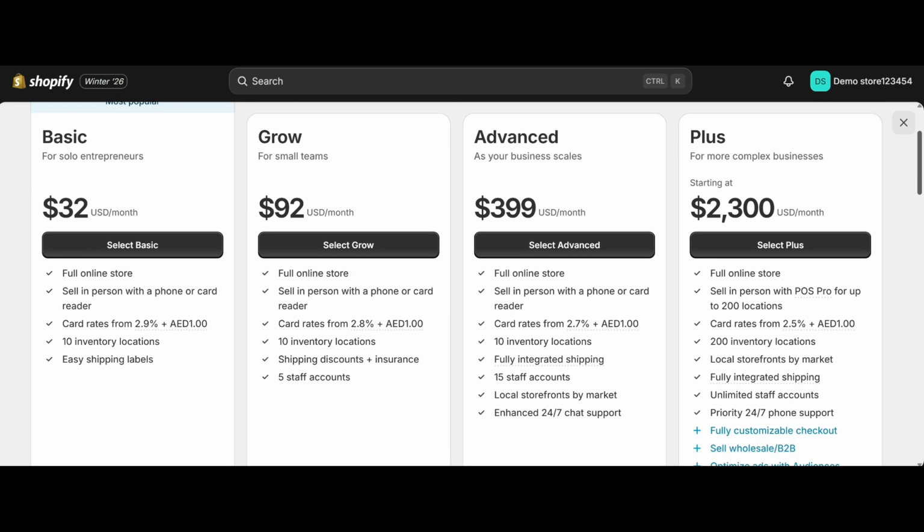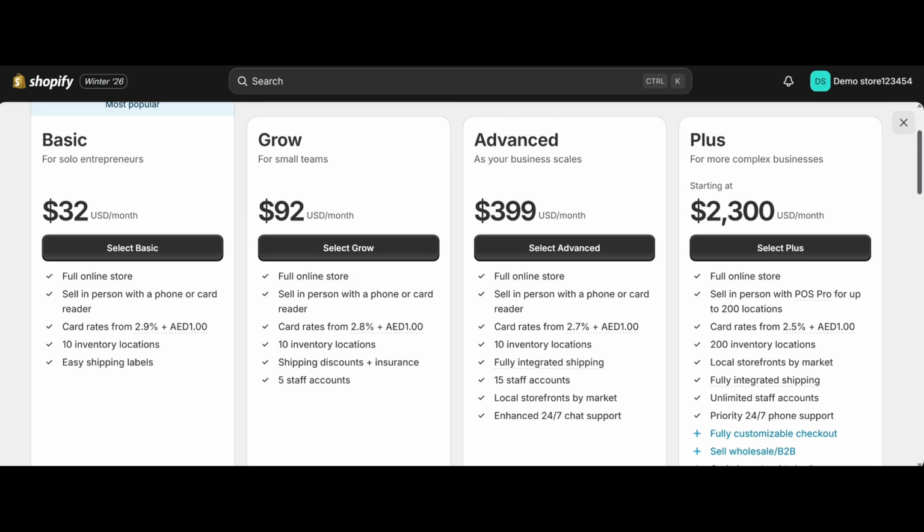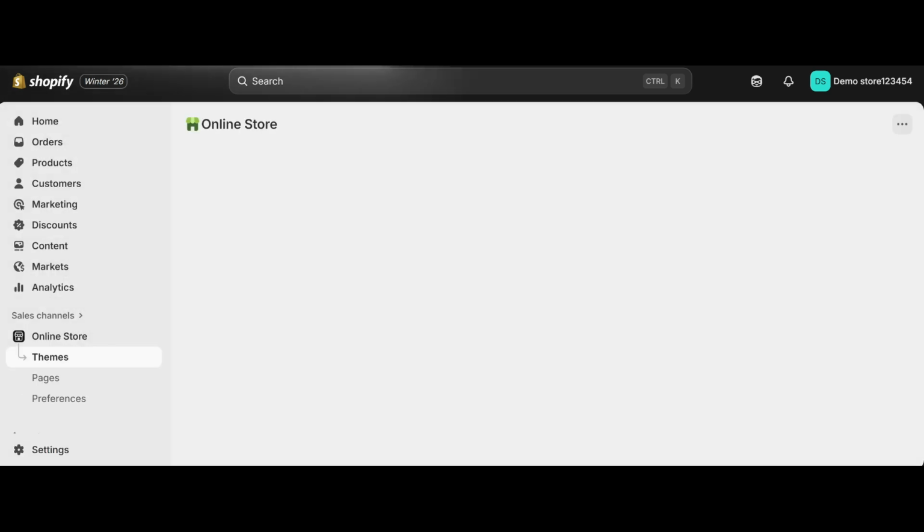You're getting professional hosting that handles traffic spikes without crashing. You're getting security infrastructure trusted by millions of stores worldwide. You're getting a checkout system that converts better than most custom-built solutions. You're getting automatic updates, customer support, and a platform you don't need a developer to manage. Most people drastically underestimate how expensive it would be to build and maintain all of that yourself.